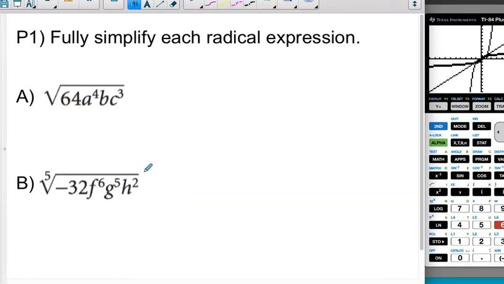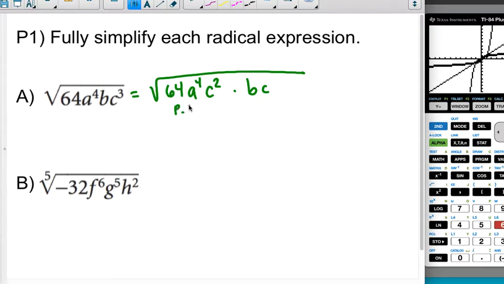All right, go ahead and give P1 a try. You're going to fully simplify the expression. Again, I would suggest that you split this into stuff that's a perfect square and stuff that's not. So if I split this into two sections, stuff that's a perfect square: 64 is 8 squared. A to the fourth is a squared squared. B is not a perfect square. C squared is, but that leftover C isn't. So these are all perfect squares, these are very much not, and I have more root than I need.